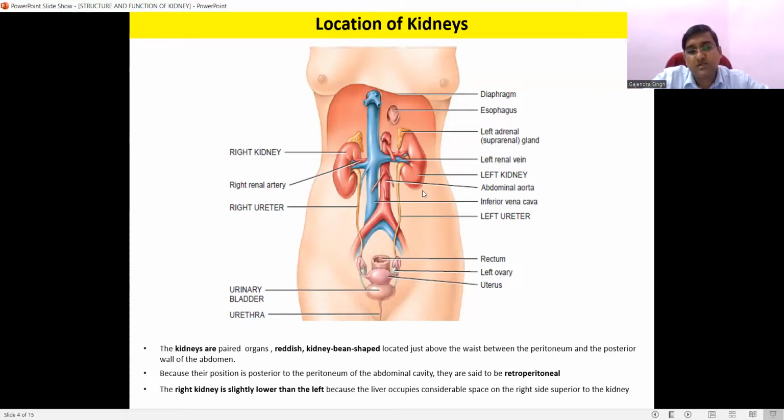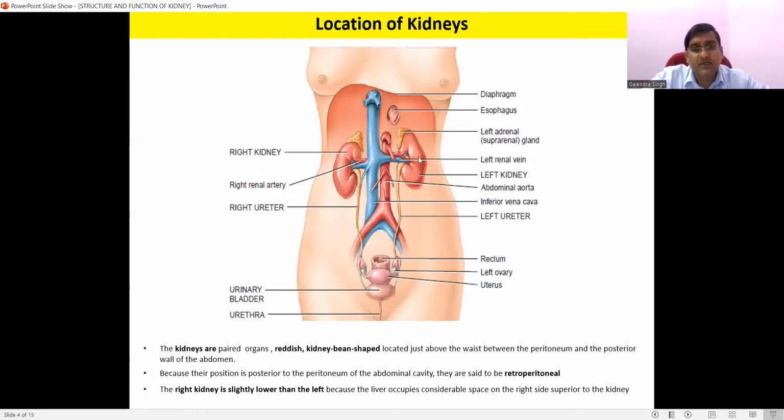Because the position of the kidneys is posterior to the peritoneum, they are also known to be retroperitoneal in position. Peritoneum is a tissue which surrounds the internal organs of the body, right?